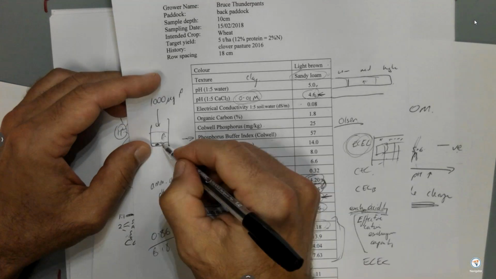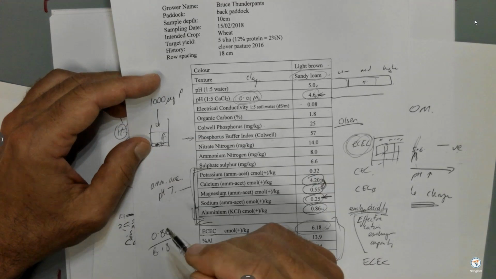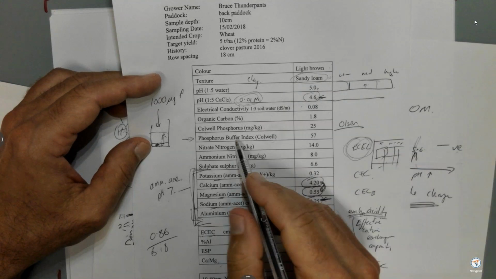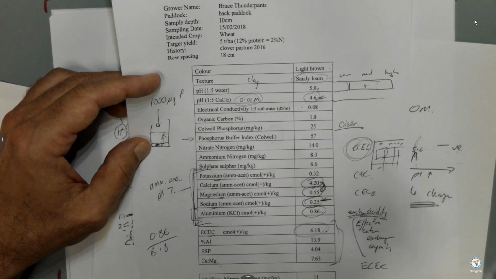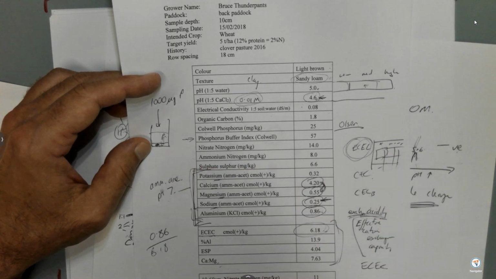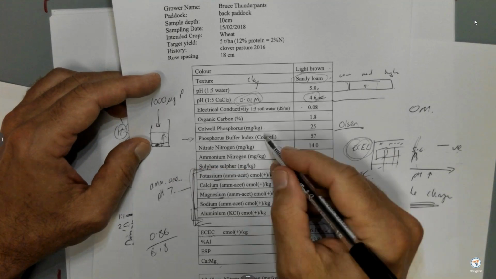So if you want to have P available for the plant, you'll need to put more P on. If you've got a low PBI, then more of the P that you add actually stays in solution and is able to be taken up by the plant. So that's what our PBI is.